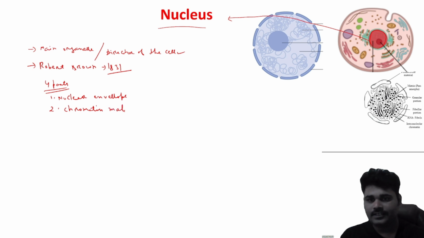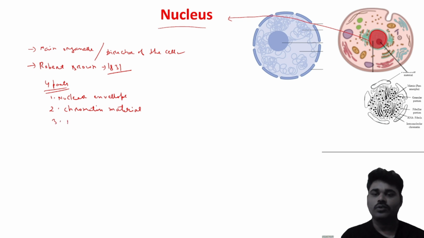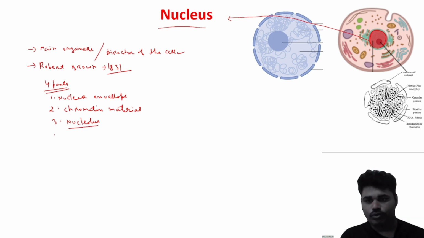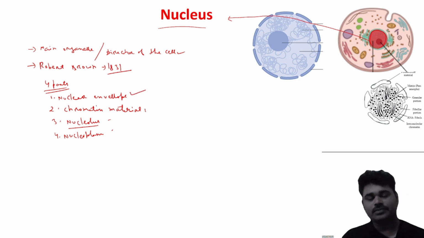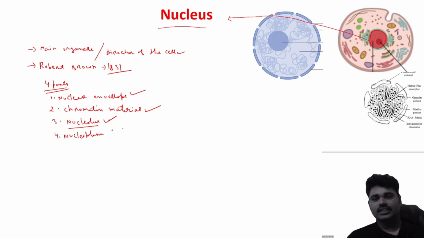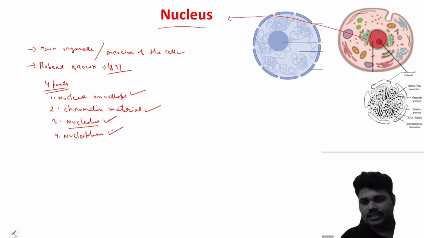The third part is called the nucleolus, which is the main component of the nucleus. And the fourth one is called the nucleoplasm. Okay. The nucleus can be divided into these four parts. One is the nuclear envelope, one is the chromatin material, the third one is the nucleolus, and the fourth one is the nucleoplasm. So first come to the nuclear envelope.